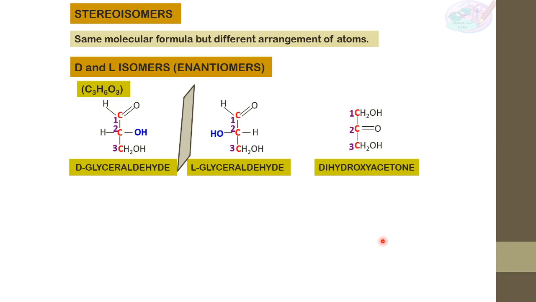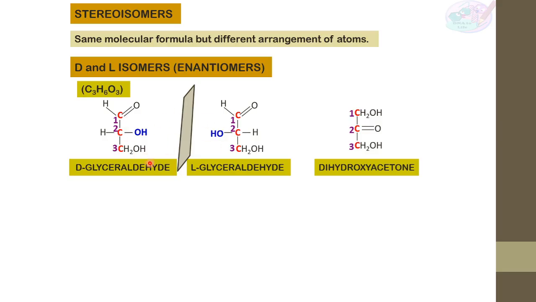Next are stereoisomers. Stereoisomers have the same molecular formula, they have the same structure, but they have different arrangement of atoms. So let's talk about the first stereoisomers, that is DL isomers. They are enantiomers. Let's understand this with the example of glyceraldehyde.